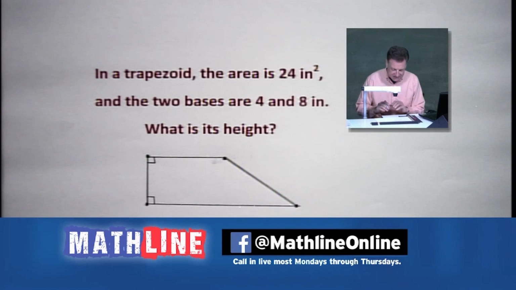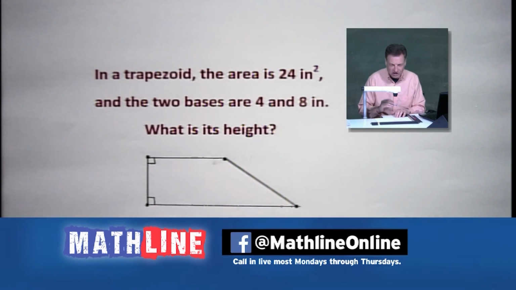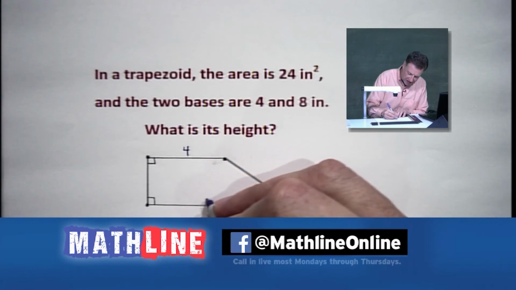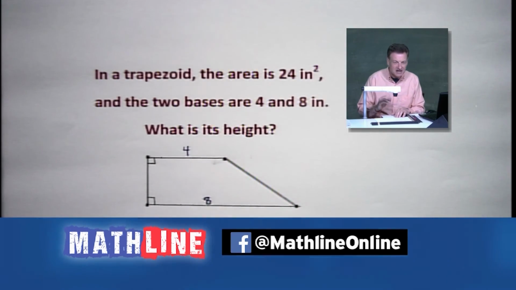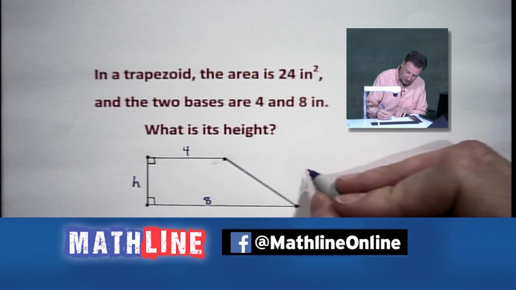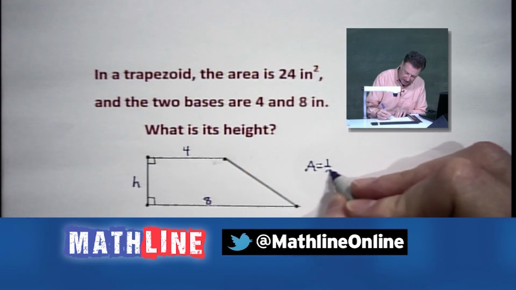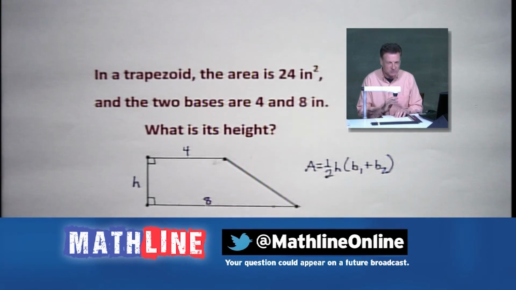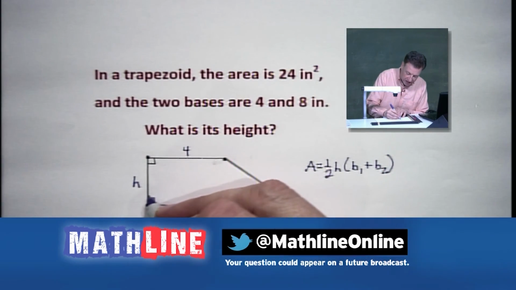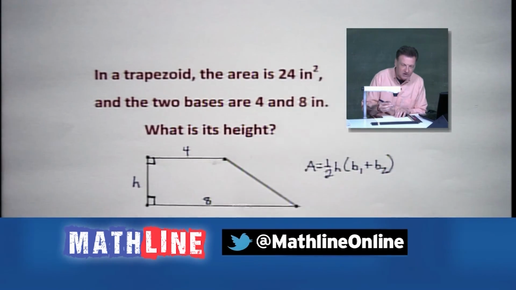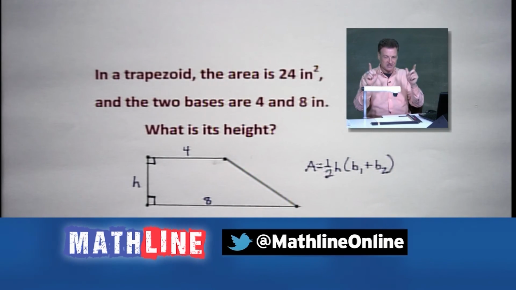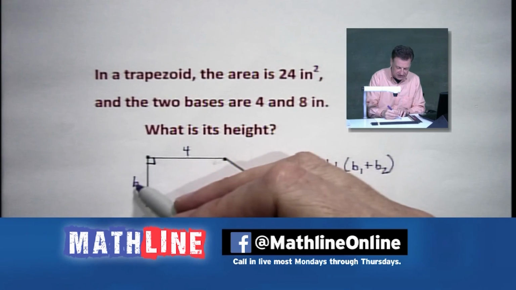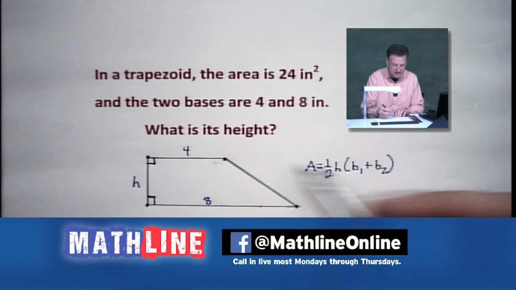In a trapezoid, the area is 24 square inches. So we're going to start with the area. The 2 bases are 4 and 8. Those are our bases. We're looking for the height. There's a formula that says area equals 1/2 the height times the first base plus the second base. It really doesn't matter which base we call base 1 or base 2. Notice we have these right angles here. These right angles signify the height, and that is the piece that I'm missing. That's the number I'm looking for.